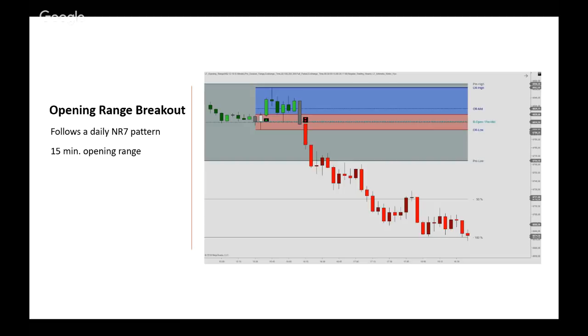So a trailing stop can be set at the open following the initial move out of the opening range. And the first target here would be the pre-session low, and then we have the extension bands here. This is a 50% extension and a 100% extension of the pre-session range. So that's also a feature of the premium opening range indicator.